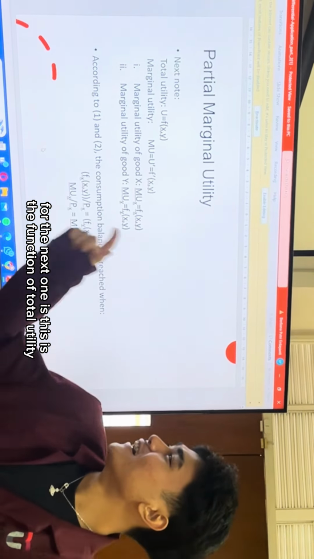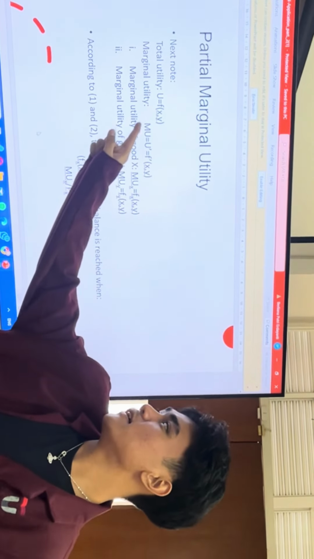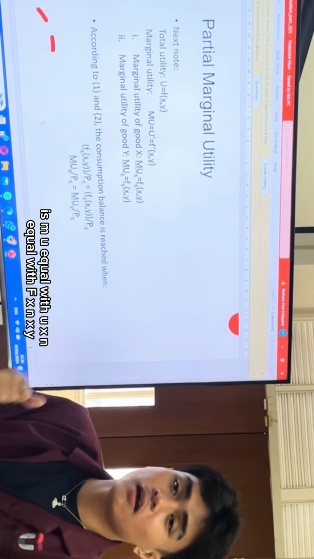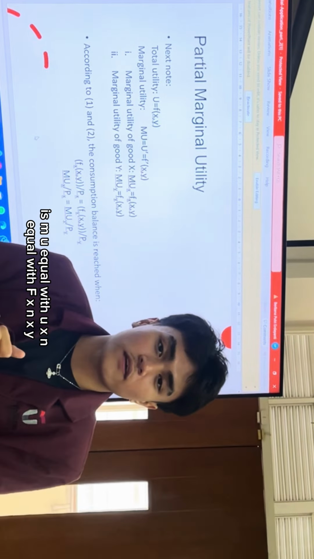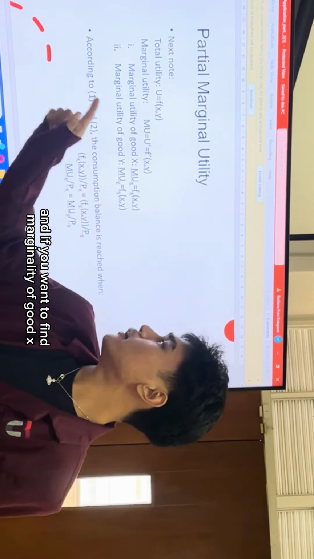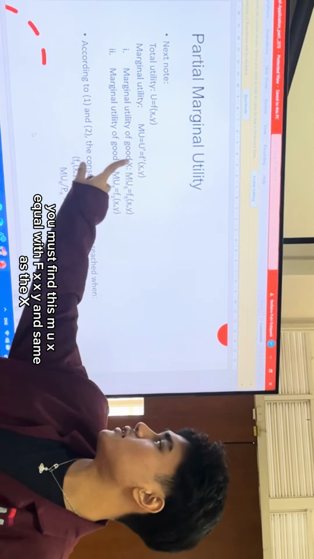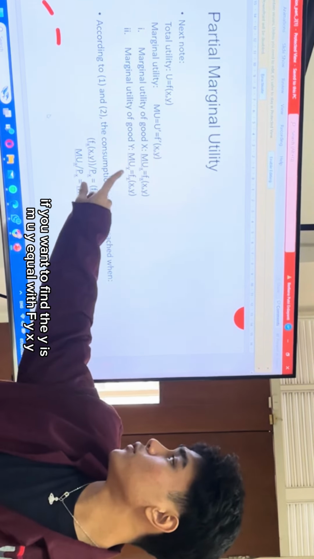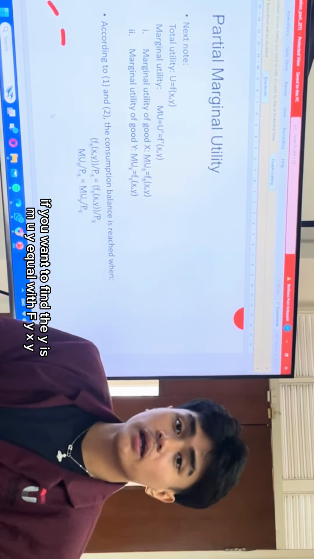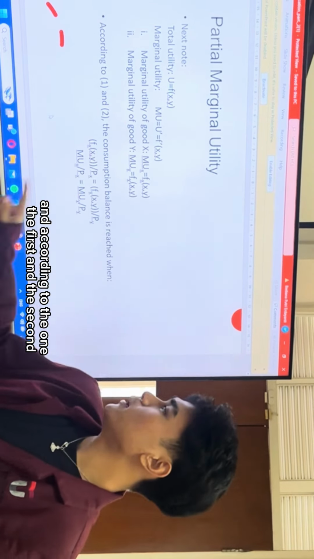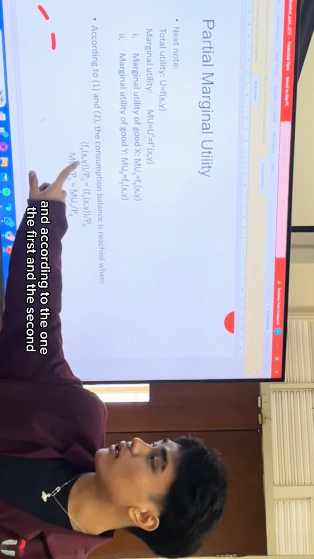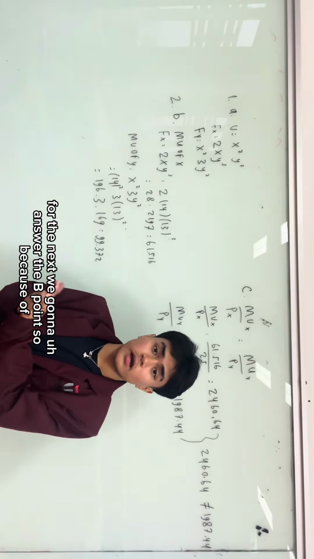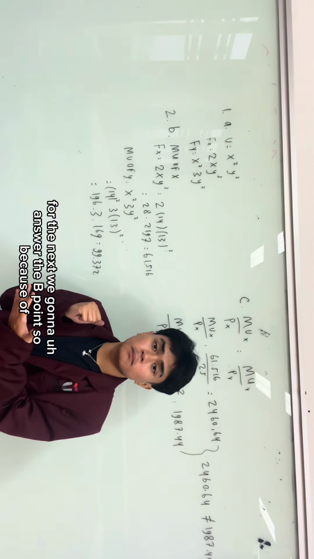Okay, for the next one, this is the function of total utility. This is u equal with f(x,y), and this is the function of marginal utility, mu equal with the derivative of u, equal with fx(x,y). And if you want to find the marginal utility of good x, we must find this mux equal with fx(x,y). And same as the x, if you want to find the y, it is muy equal with fy(x,y). And according to the first and the second, the consumption balance is reached. Okay, so for the next, we're gonna answer the B point.